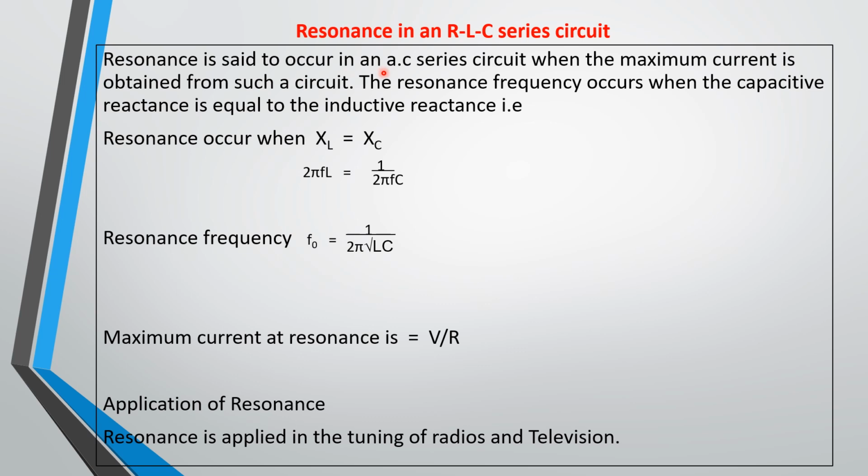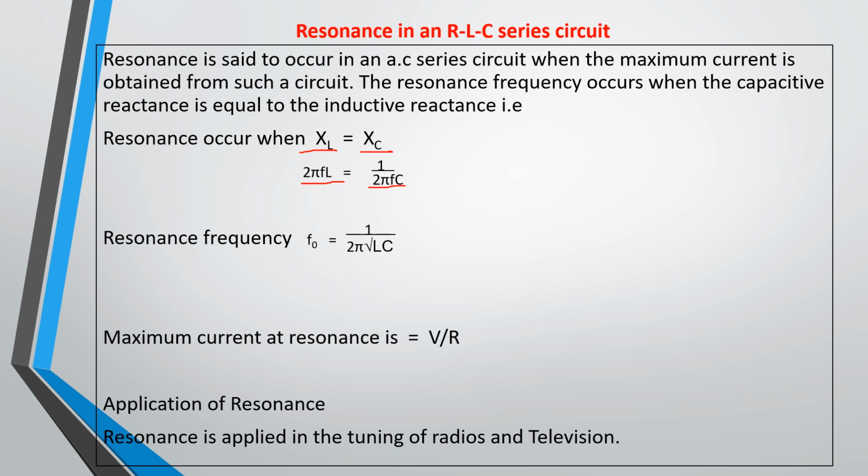Resonance is said to occur in an AC series circuit when the maximum current is obtained from such a circuit. So the resonance frequency occurs when the capacitive reactance is equal to the inductive reactance. And remember that this is inductive reactance and this is capacitive reactance. So resonance occurs when these two are equal. So resonance occurs when the maximum current is obtained from the circuits.